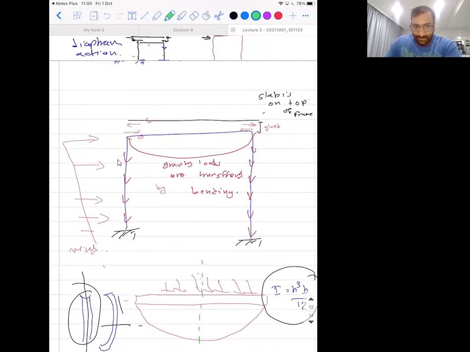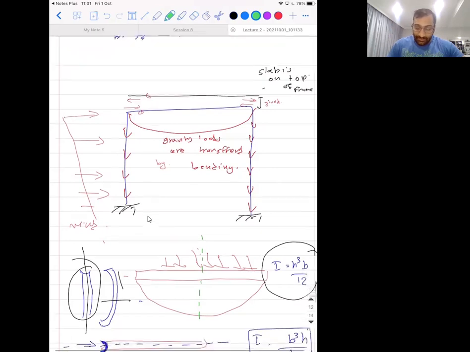So we have wind hitting the building and we have self-weight. This red moment diagram, our deflected shape, is due to gravity, and that's how it transfers the load. So gravity loads are transferred by bending. The beam bends and it transfers the load to the columns here.